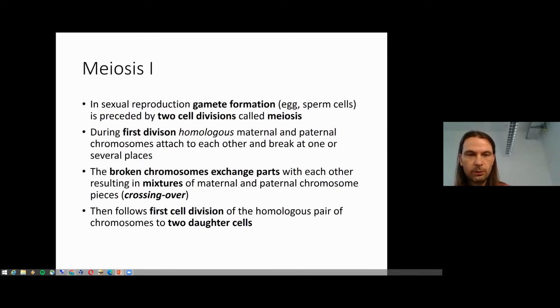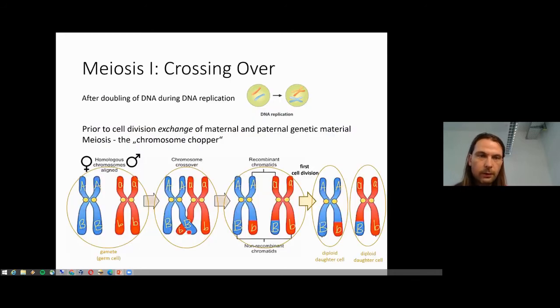So meiosis is the formation of egg or sperm cells, and before these sperm cells and egg cells are produced, they are preceded by 2 cell divisions. During the first division, the chromosomes inherited from the mother and from the father attach to each other and break at several places, and they exchange part of their DNA sequences. Because the genes are located on specific fixed positions, the loci, there will be an exchange of genes, and it will not be a mess. This process of exchange we call crossing over. And then we have a first cell division of these chromosomes to 2 daughter cells. This is shown here. So before we do the meiosis, we double the DNA. We have DNA replication.